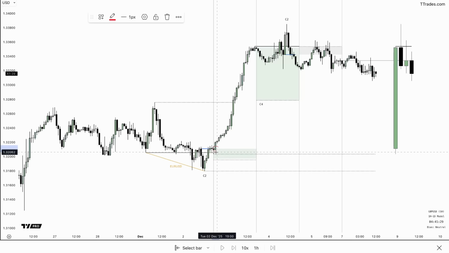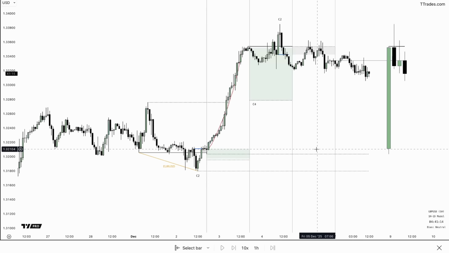At the same time I entered CAD futures right here, we get this massive expansion on GBP USD. That being said, the structure was a bit better for me on CAD futures than it was on GBP USD, but GBP USD actually had the more expansive move.